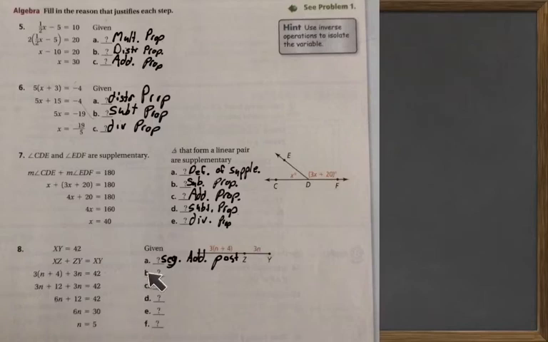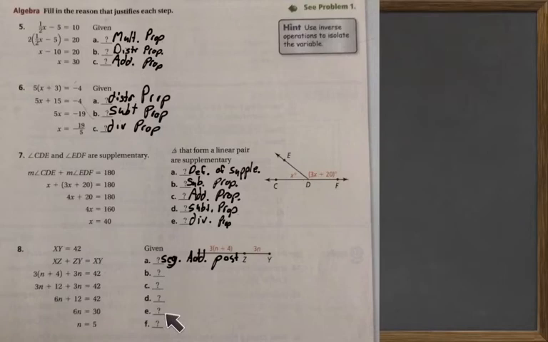What'd you get for part B? Substitution. And then part C? Multiplication. Distributive or multiplication. It's kind of the same thing, right? Yes. Part D? Add. Yeah, we combine like terms of 3n and 3n, so that's addition property.